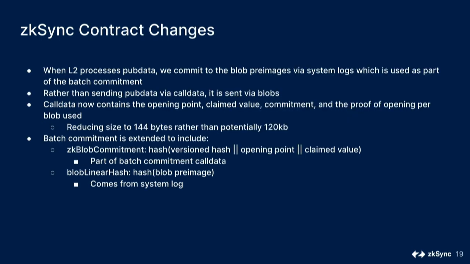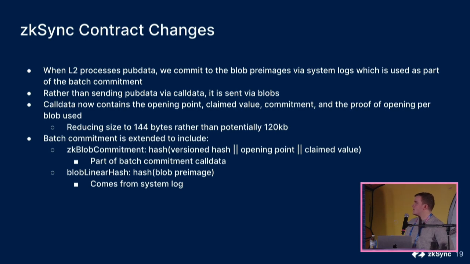And so with going from call data to blobs, as I mentioned before, we actually bring it down from a potential 120 kilobytes to 144 bytes per blob. And our system will handle 2 blobs, so that'll be about 288 bytes, which allows us to have double the number of pub data than we could previously have. So that means with more transactions and more state diffs within the batches, our overall cost will go down per transaction.